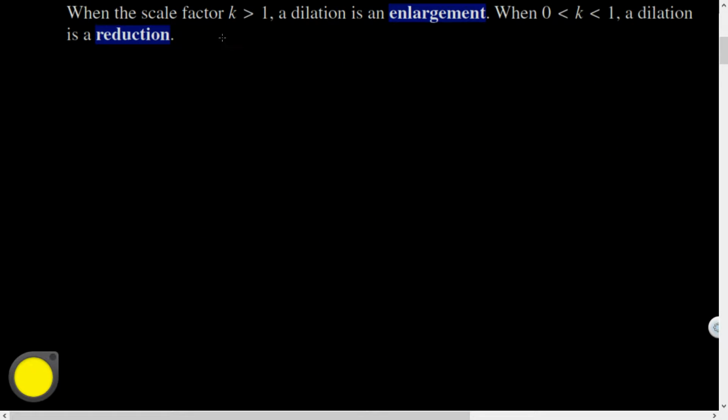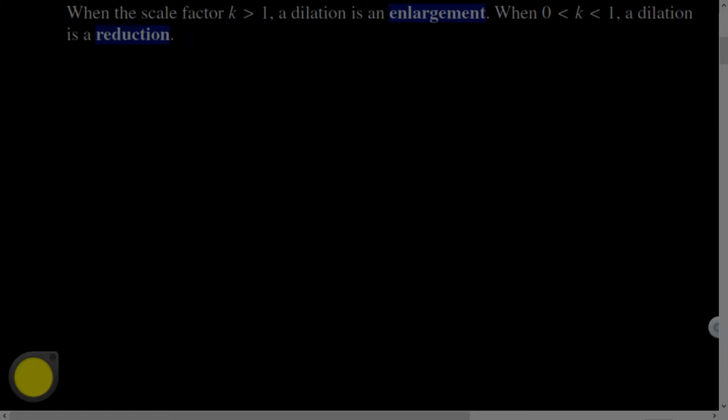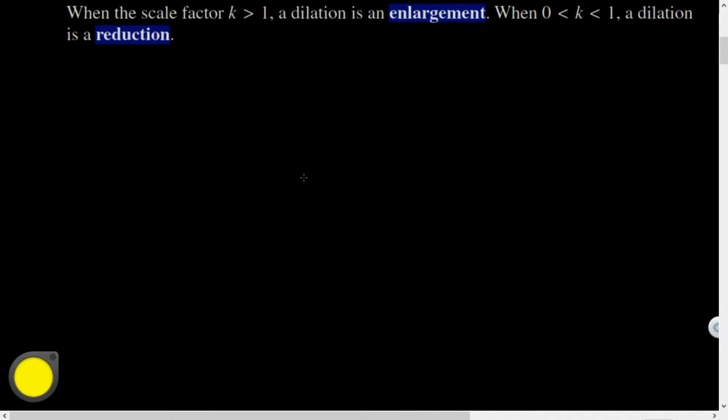When the scale factor k is bigger than 1, the dilation is an enlargement. When k is between 0 and 1, it is a reduction. It does also mention the possibility of a negative scale factor, but we will explore that possibility today as well.